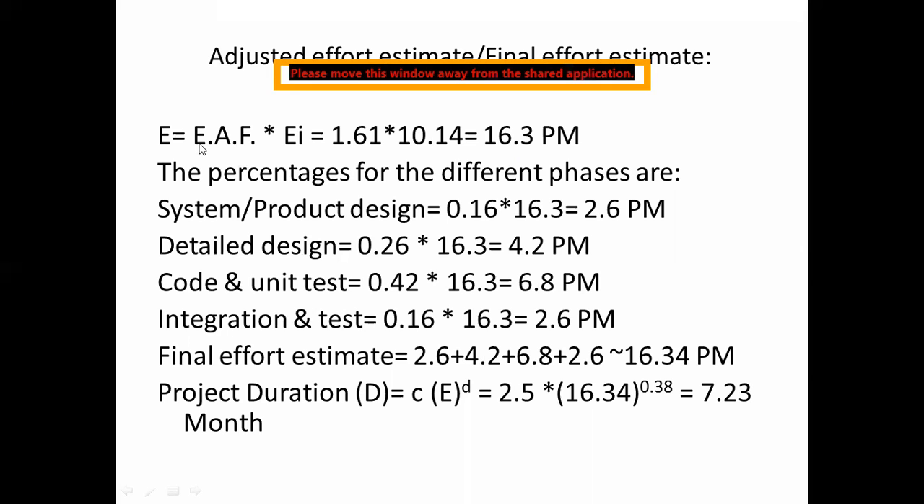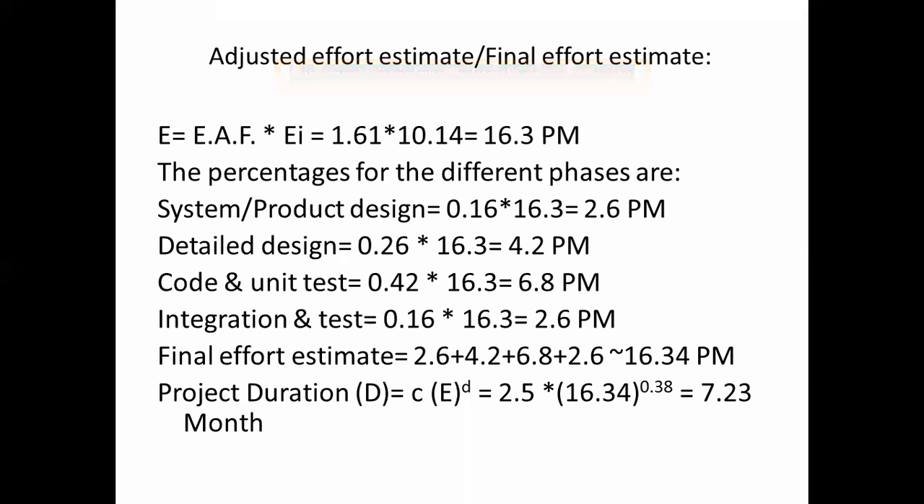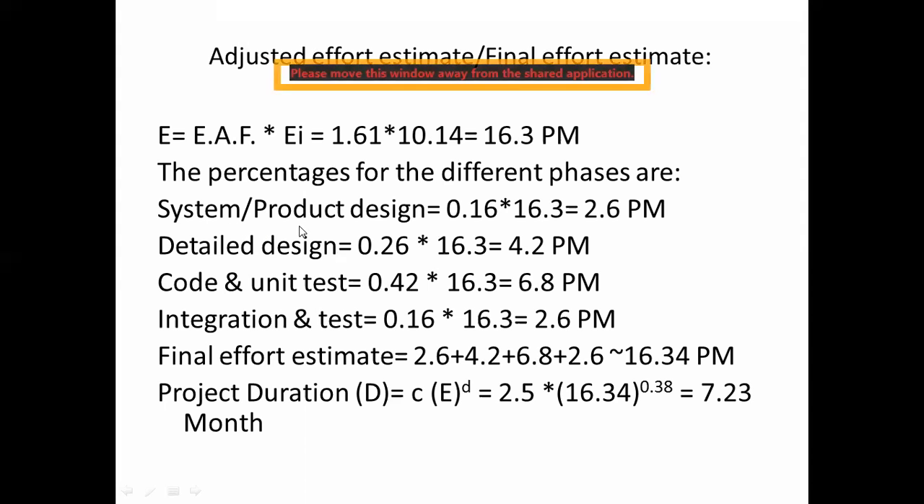Now you want to calculate the phase wise value, so the percentage for the different phases. I told you earlier, in the table of the phase wise distribution of effort, there are 4 phases. Okay, it was given there in the table: system or product design, detailed design, code and unit test, integration test. So there are 4 different phases, and for each phase you can calculate.